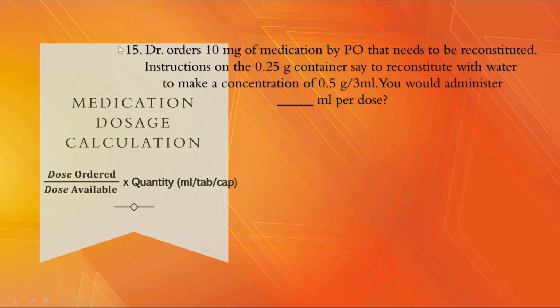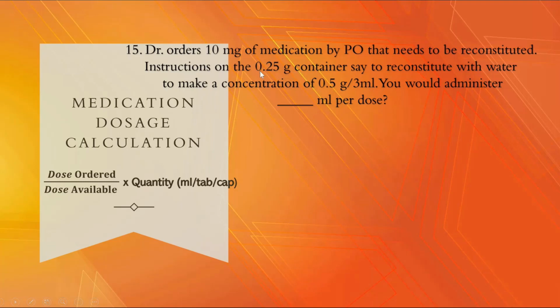Now our last question. Doctor orders 10 milligram of medication by mouth. So this is the dose ordered, 10 milligram. That needs to be reconstituted. That means that needs to be diluted. Instruction on the 0.25 gram container. So this is the total dose available. To reconstitute with water. So you're diluting the powder with water and making a concentration. So the concentration will change to 0.5 gram per 3 ml. So the dose available is changed to 0.5 gram and the quantity is 3 ml.